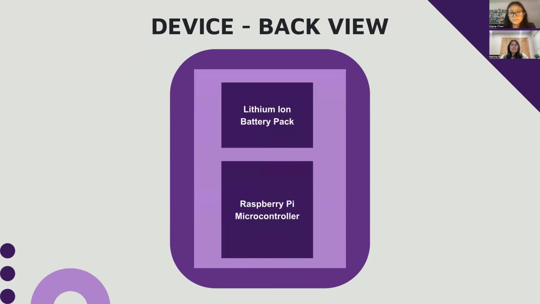On the back, the system is powered by a lithium-ion battery pack, making it portable and independent of wall power. And the processing is handled by a Raspberry Pi microcontroller, which runs both the AI model and interfaces with the Raman sensor. This setup makes the device compact, programmable, and ideal for future integration with mobile apps or alert systems.